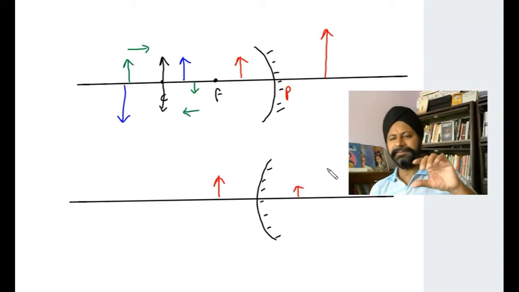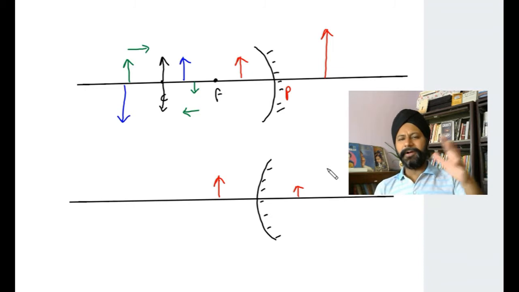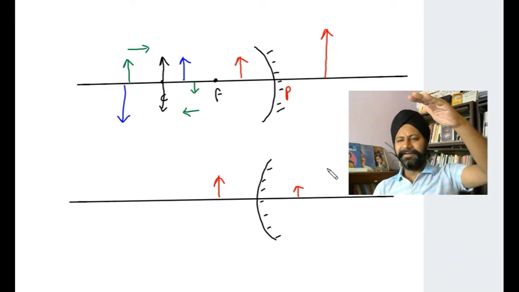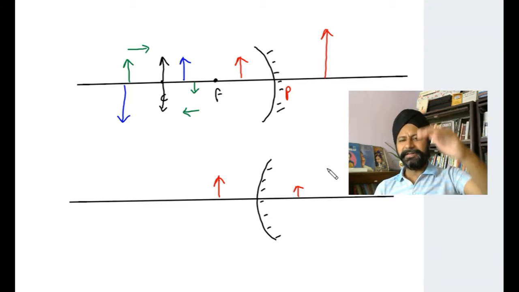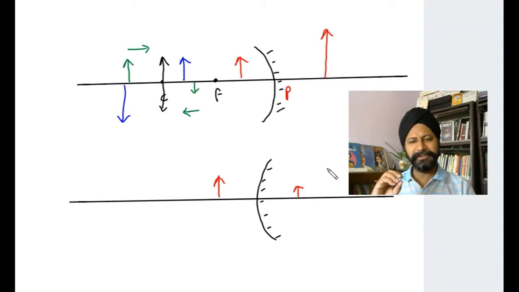So see the difference between the virtual images made by concave and convex. Concave will make a big image, which is virtual, but then convex will make the virtual image which is smaller than the object, right? So big image, small image, that's the difference.